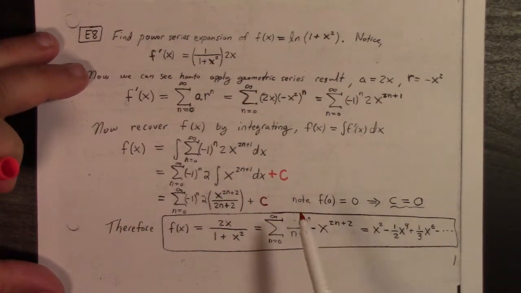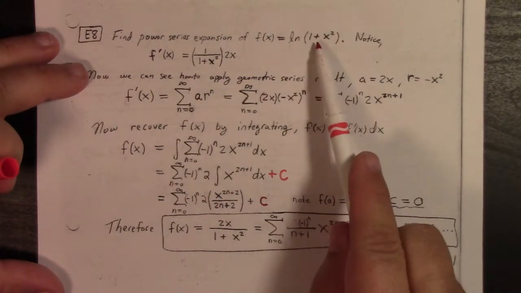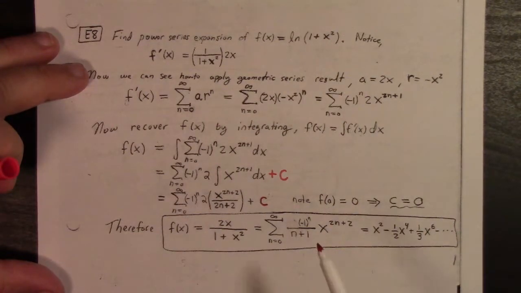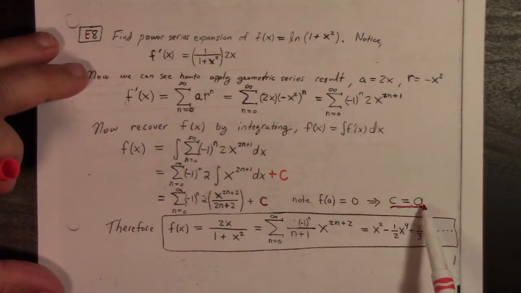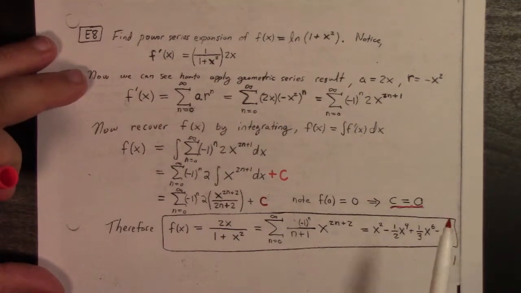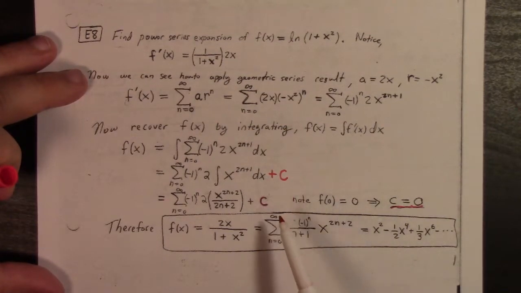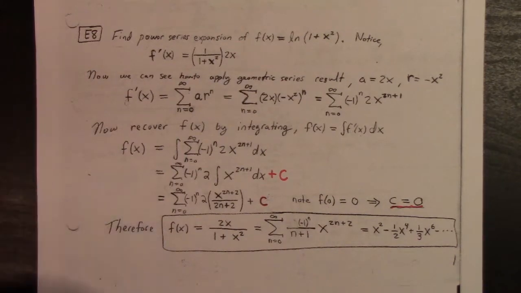But on the other hand, when we plug in 0, we get natural log of 1, which is 0, so the c ends up being 0, which is not exciting, but there it is. Beware, sometimes the constant that you recover in such a problem can be non-zero, so we've got to think about it. And there you have it.